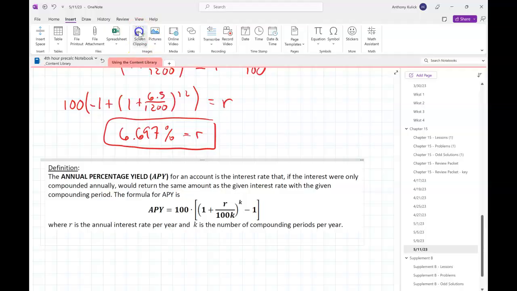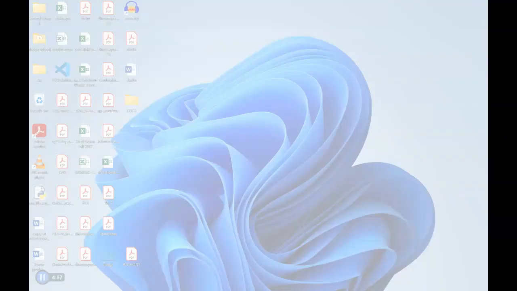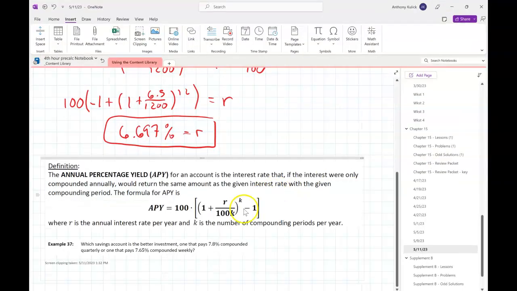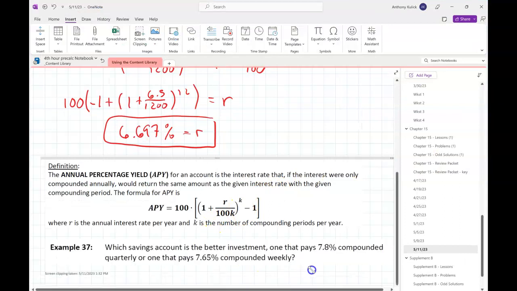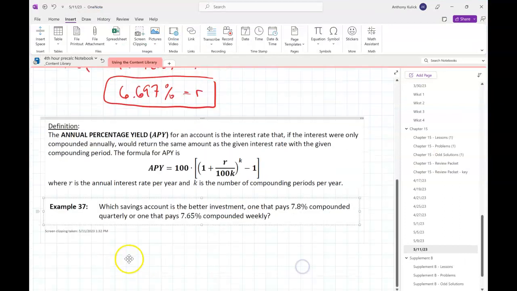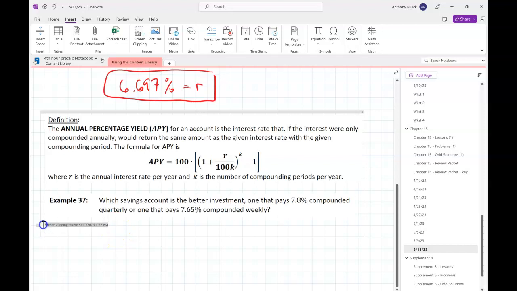So let's just take another example here. So let's say we have two investment opportunities, one that pays 7.8%.